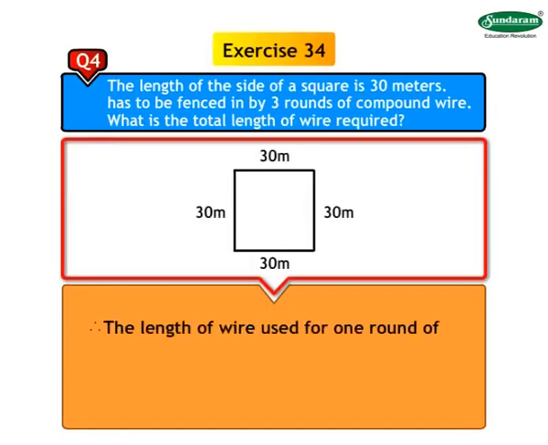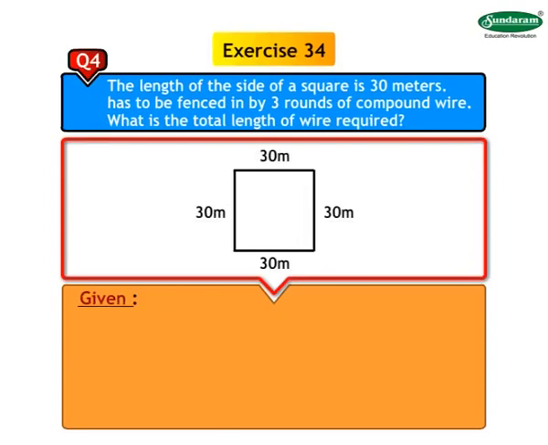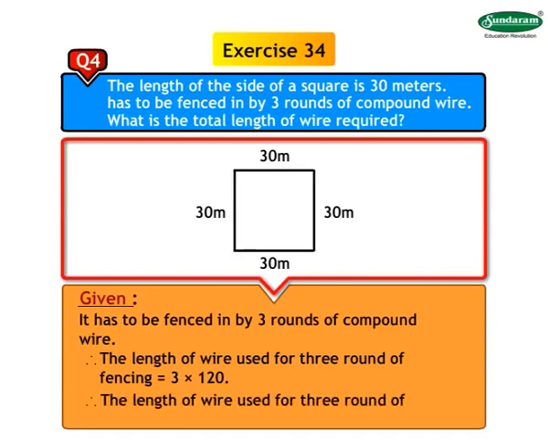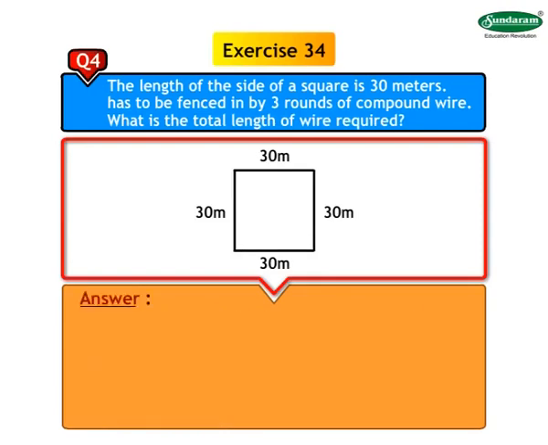Now, the length of wire used for one round of fencing is equal to 120 meters. It is given that it has to be fenced in by 3 rounds of compound wire. Thus, the length of wire used for 3 rounds of fencing is equal to 120 into 3. The length of wire used for 3 rounds of fencing is equal to 360 meters. Answer. The total length of wire required is 360 meters.